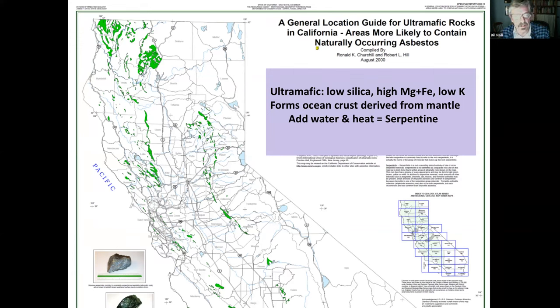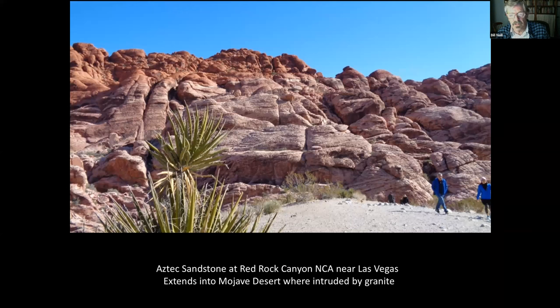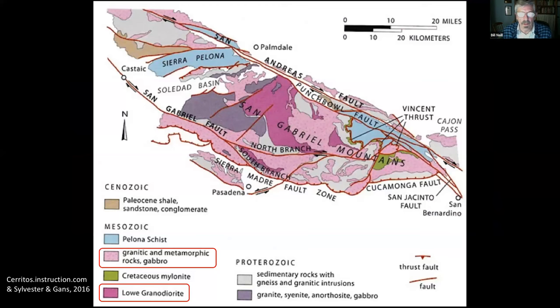So we're building... John McPhee has an article called Assembling California, which is about the process. Then in the Jurassic, further east, we had the Aztec and the Navajo sandstones. It looked like the Sahara Desert, with widespread dune deposits, some in the Mojave Desert, but not in the San Gabriel Mountains. So what we have in the Mesozoic time is granitic rock and metamorphic rock.